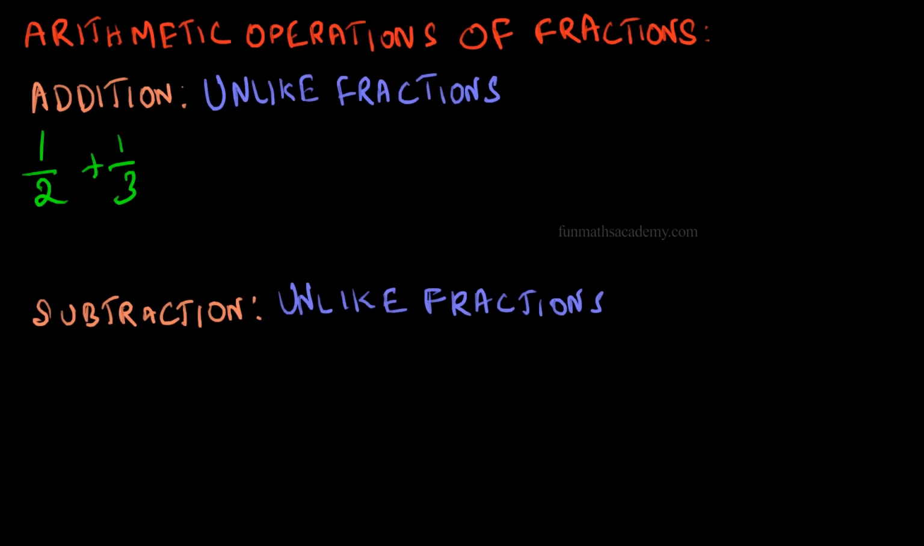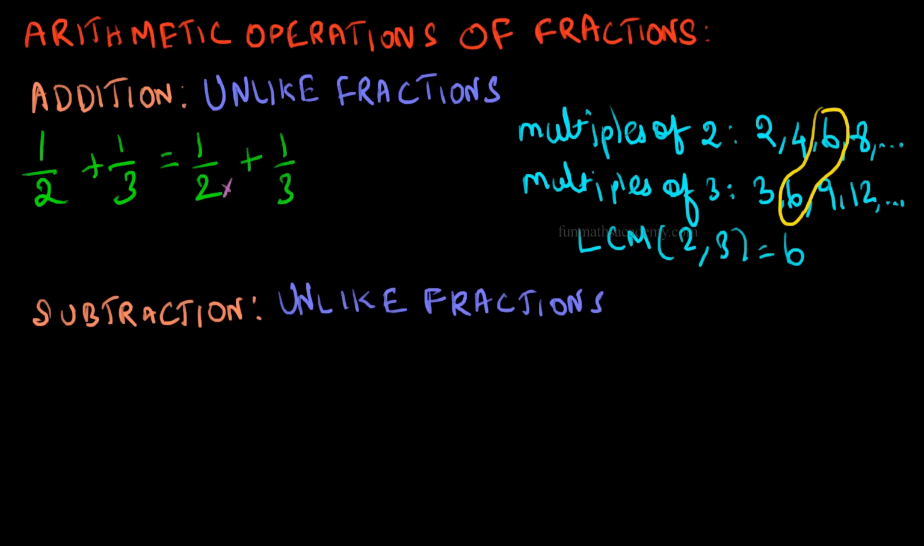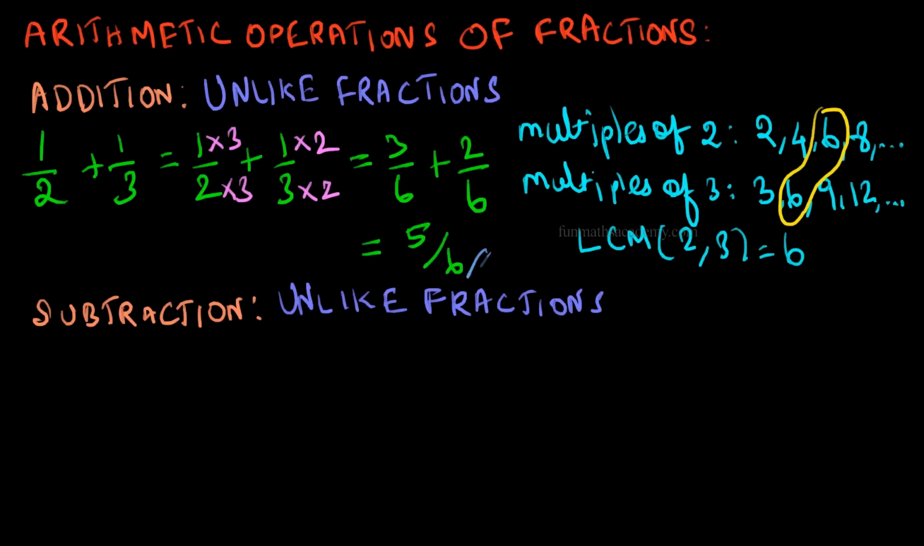Now, how do we convert unlike fractions into like fractions? We first find the LCM for both the denominators, then multiply the denominators with respective multipliers such that both the denominators are equal to the LCM. Multiply the numerators with the multipliers we used for the denominators, and now we will get like fractions. Now we can simply perform the operation and find the answer.